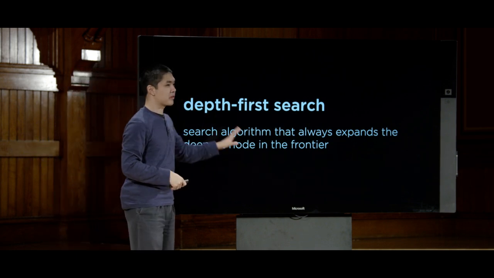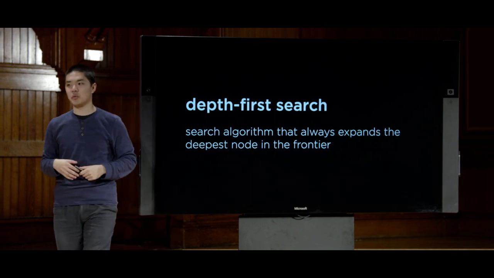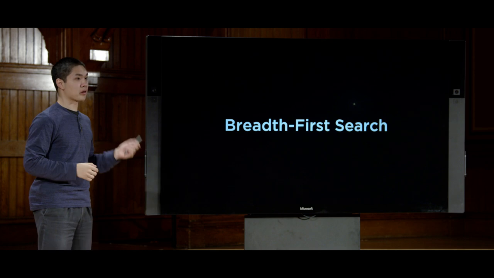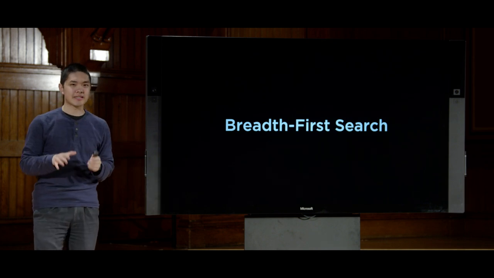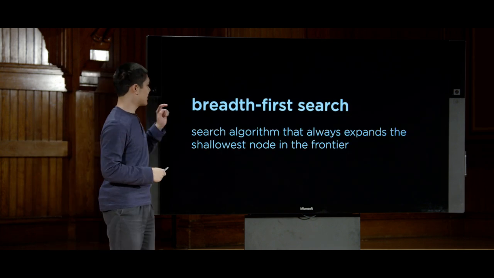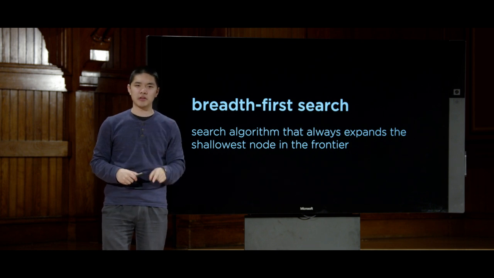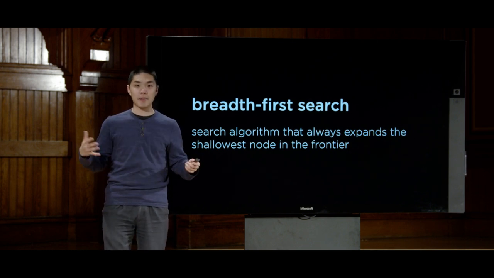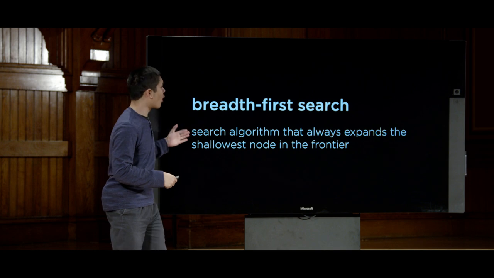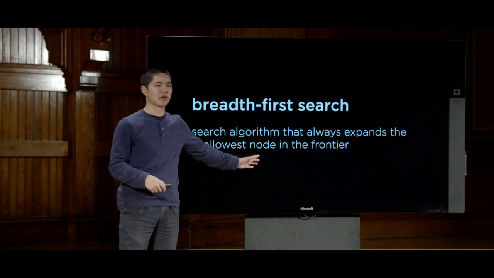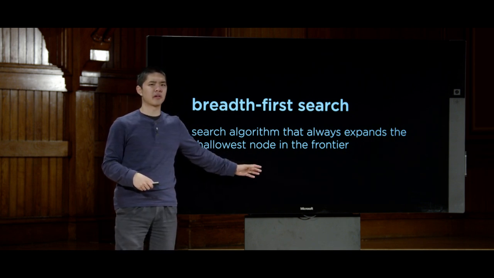But depth-first search is just one of the possible search options that we could use. It turns out that there's another algorithm called breadth-first search, which behaves very similarly to depth-first search with one difference. Instead of always exploring the deepest node in the search tree, the way that depth-first search does, breadth-first search is always going to explore the shallowest node in the frontier. So what does that mean?